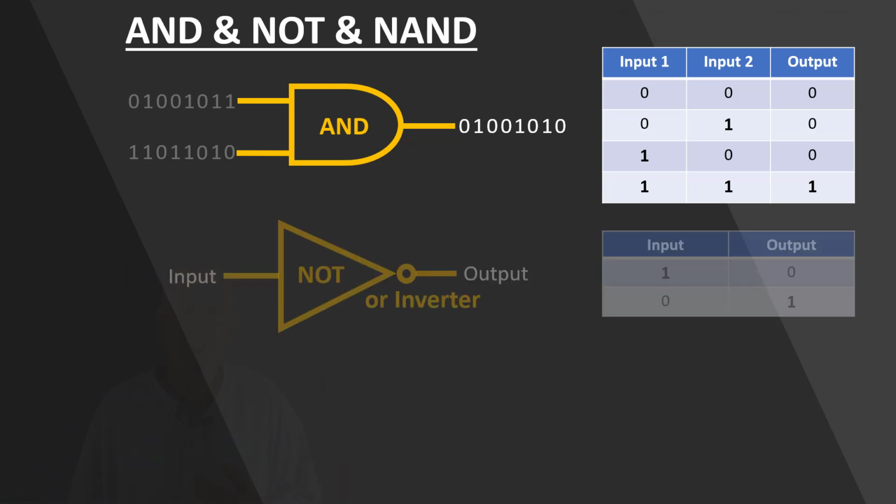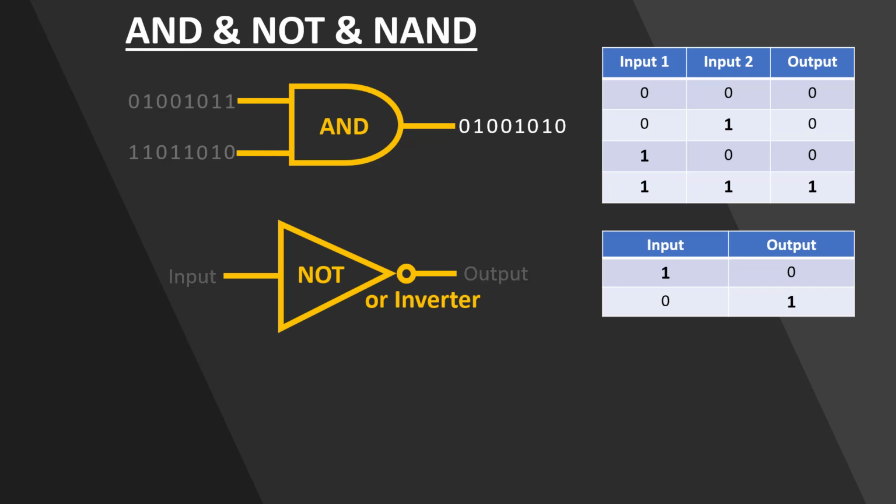Then we have the NOT, which is known as an inverter. And what does that do? Well, that just simply switches it around. So if I have a current coming through, I don't have a current on the other side. If I don't have a current coming through, I have a current coming through. So a 1 will give me a 0, and a 0 will give me a 1.